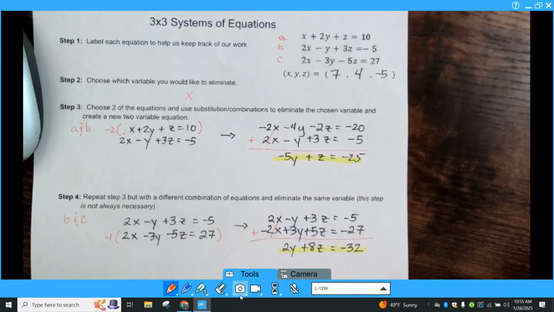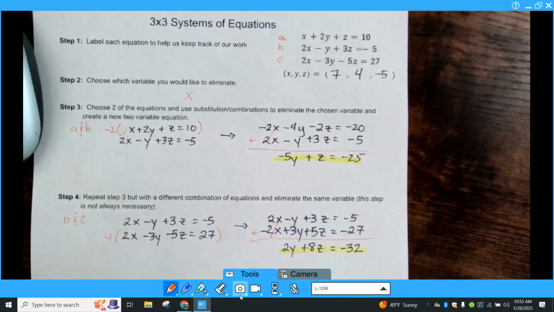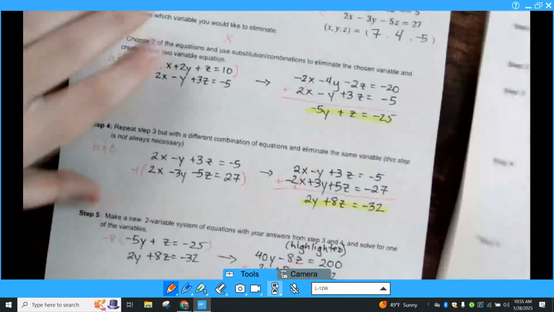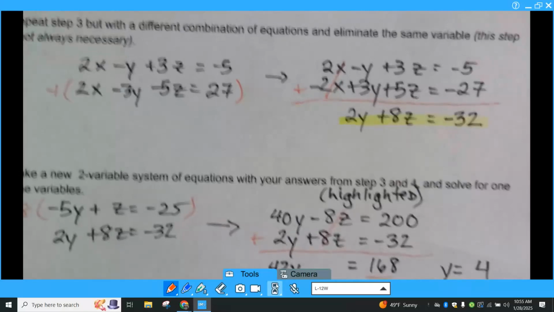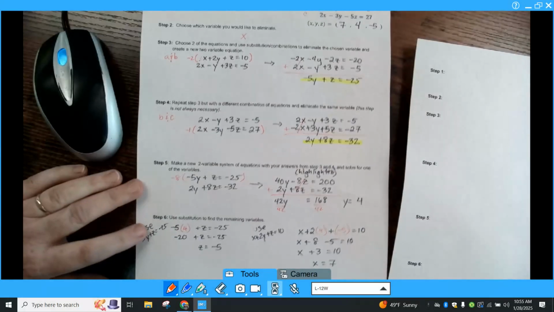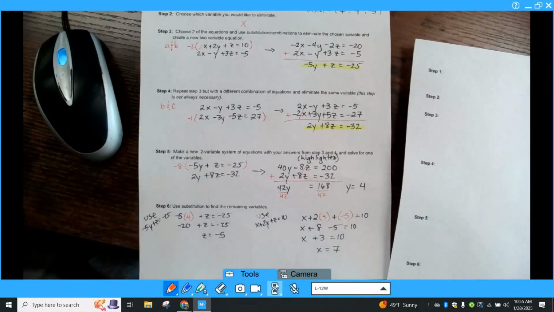Okay. Now we're going to do the same thing with the second problem. So make sure you have that all written down. Pause it. Go ahead and pause it. Copy it if you need to.